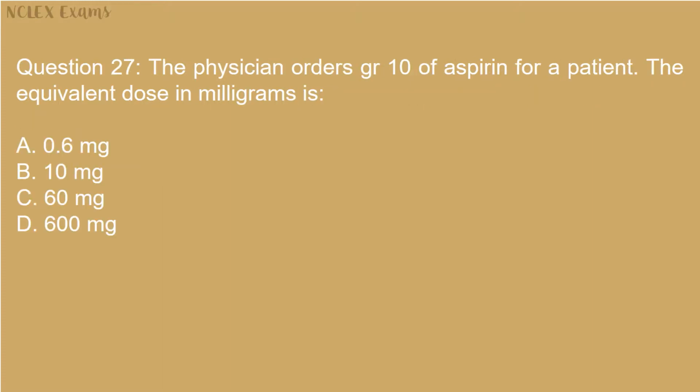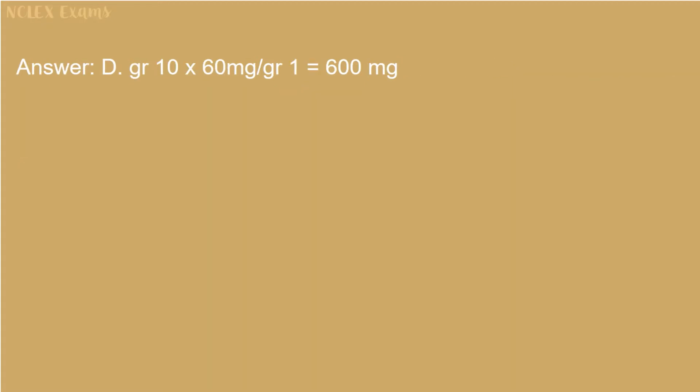Question 27. The physician orders gr 10 of aspirin for a patient. The equivalent dose in milligrams is: A. 0.6 milligrams. B. 10 milligrams. C. 60 milligrams. D. 600 milligrams. Answer: D. gr 10 times 60 milligrams / gr 1 equals 600 milligrams.